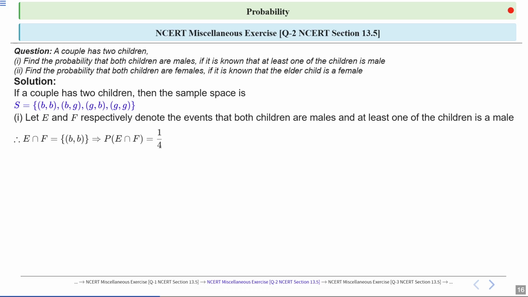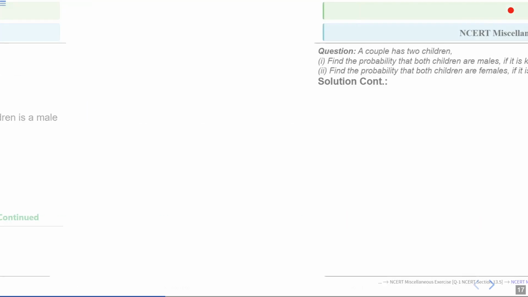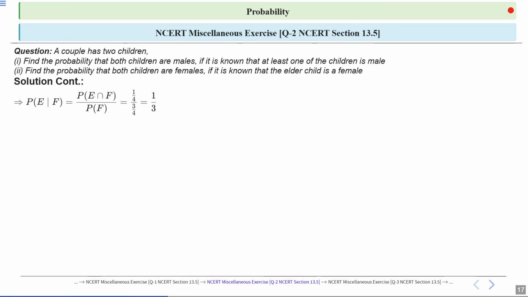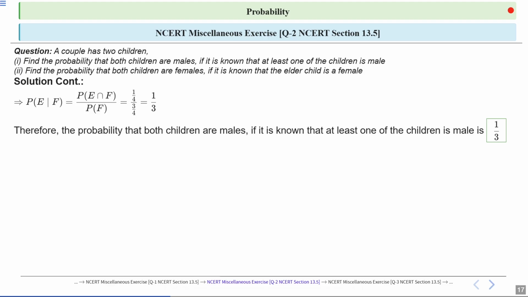Now E intersection F equals the ordered pair (B,B), and probability of E intersection F equals 1 by 4. Probability of E equals 1 by 4 also, and probability of F equals 3 by 4. So now probability of E given F equals probability of E intersection F divided by probability of F, which is equal to 1 by 4 divided by 3 by 4, equals 1 by 3. Therefore, the probability that both children are males if it is known that at least one of the children is male is 1 by 3.